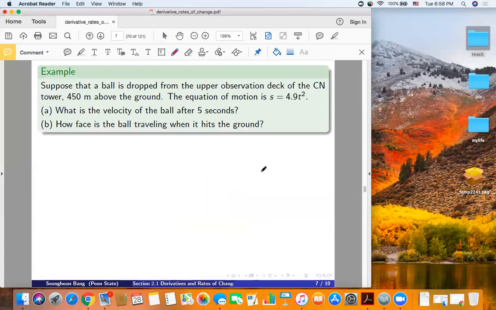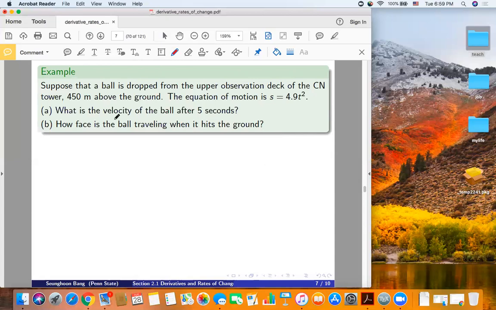To give one more example, suppose that a ball is dropped from the upper observation deck of the CN Tower, 450 meters above the ground. The equation of motion is s equals 4.9 t squared. The first question: what is the velocity of the ball after 5 seconds? Second one: how fast is the ball traveling when it hits the ground? So we have two questions. How can you solve this problem?